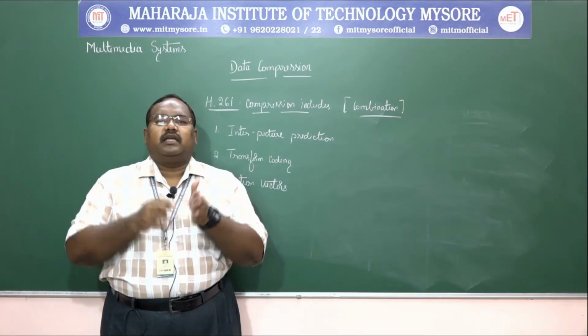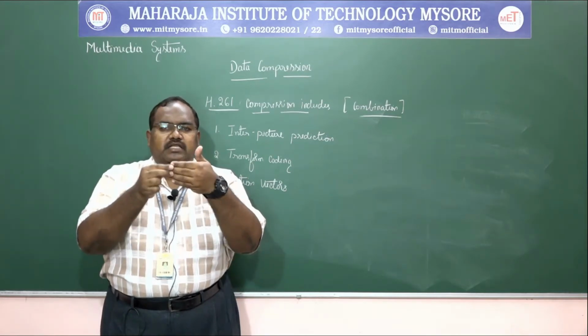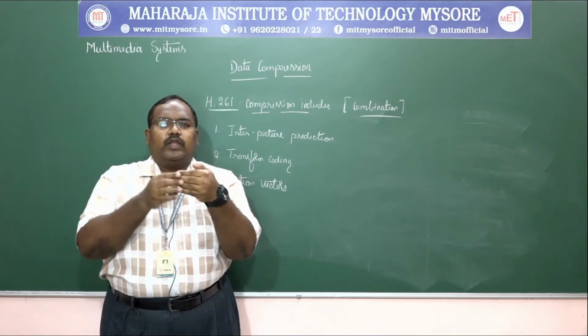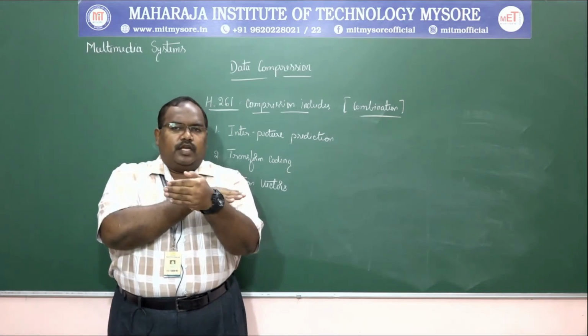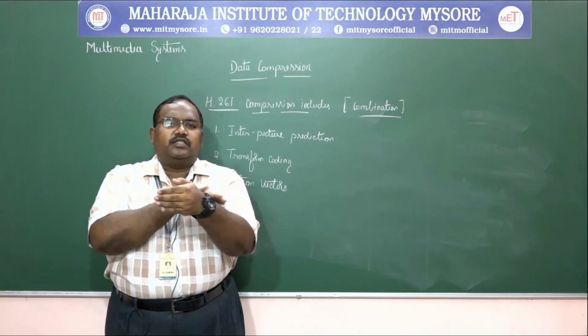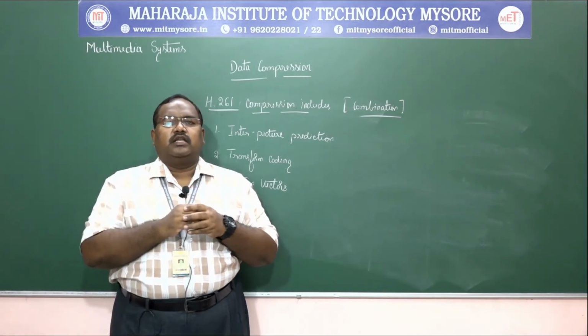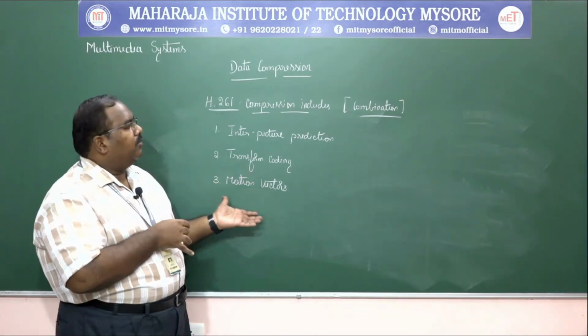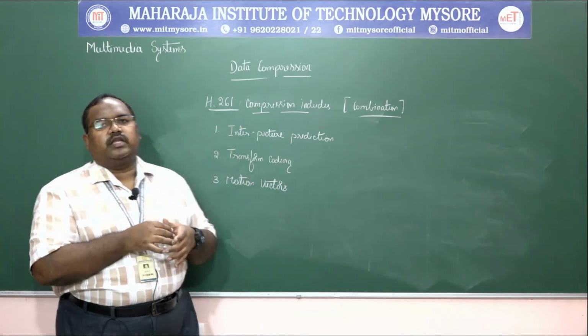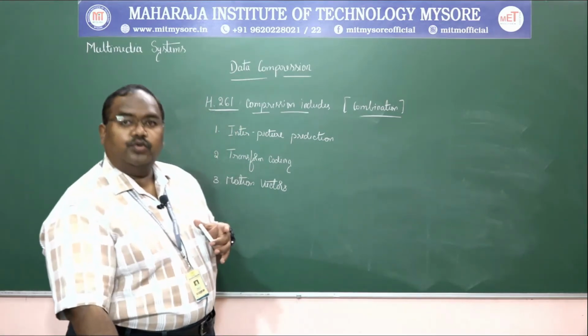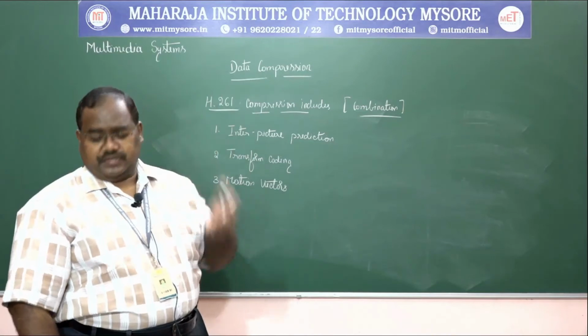I will repeat it again. Here we match the current frame with the previous frame in order to find the continuity. This is called the motion vector. So these are the three combinations that are used with respect to the H.261 compression.